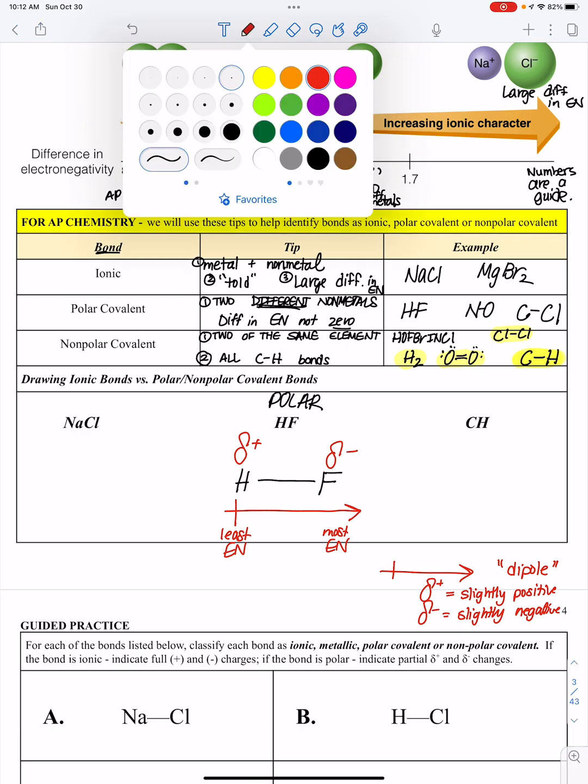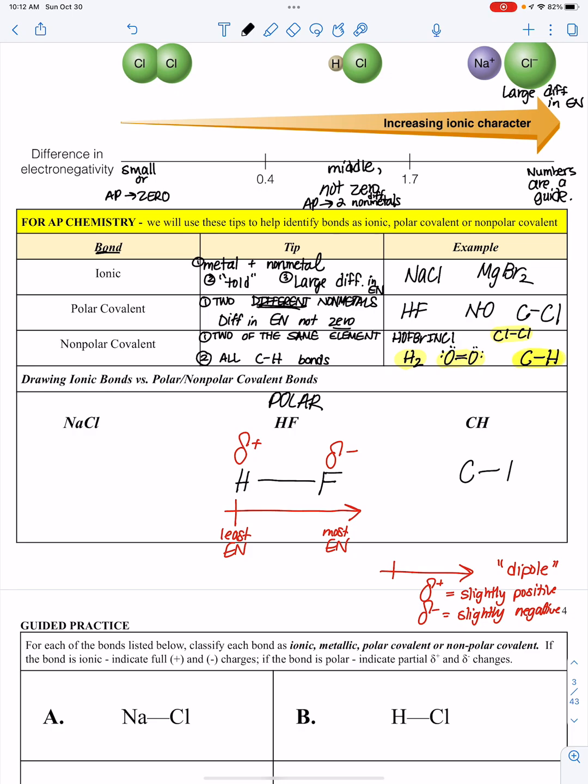Nonpolar, watch what we do. For nonpolar, nothing. It is non-polar. That means there are no dipoles. So I don't draw any arrows. I draw nothing. And then finally, for ionic, that is where you just draw full positive and minus charges, right?